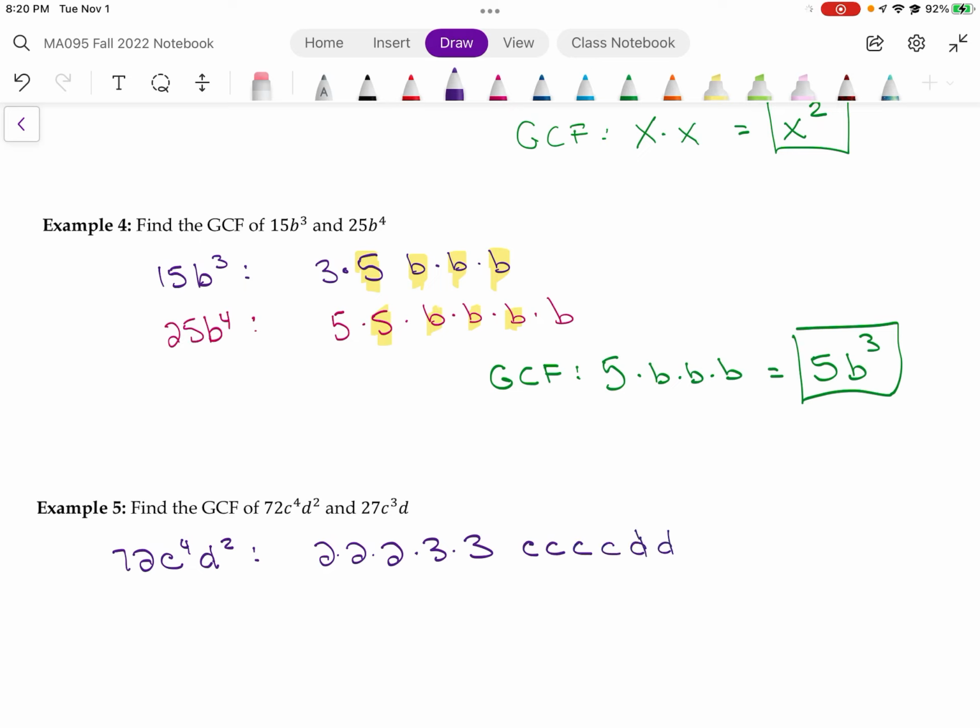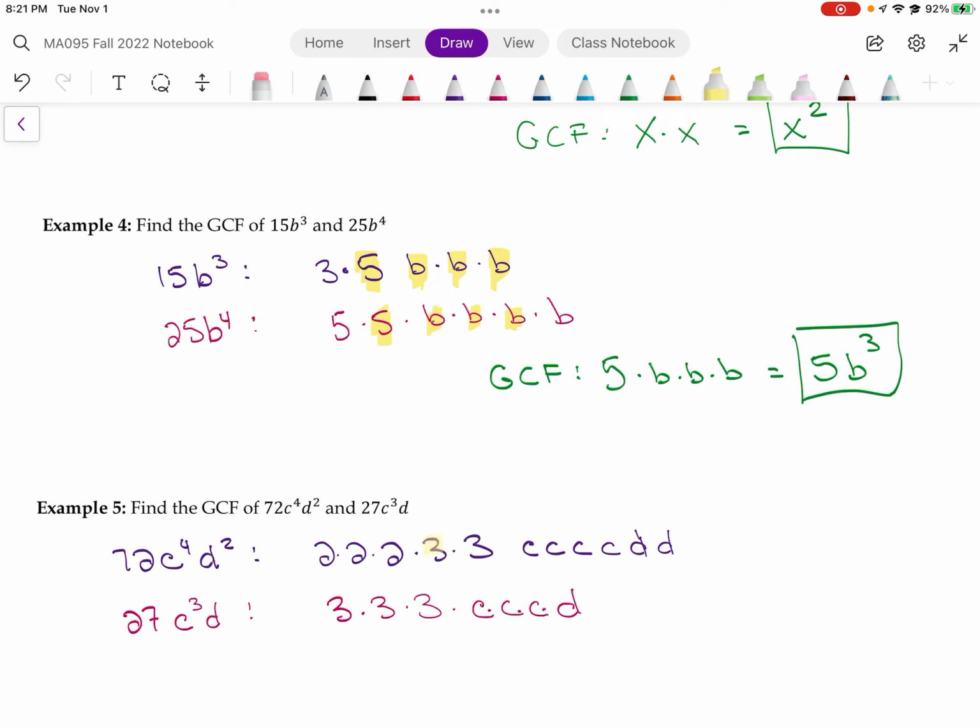Now, if you've already figured out how to do this without having to write down all the c's and d's and x's and y's and stuff, go for it. It's fine. All right, so then we've got 27c cubed times d. 27 is 3 cubed, so it's 3 times 3 times 3. And then we've got c, c, c, and a d. Those are all multiplied together, don't forget. So all multiplied. All right, so let's go look for common factors.